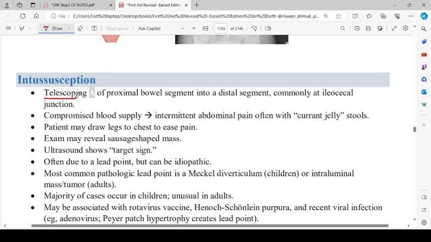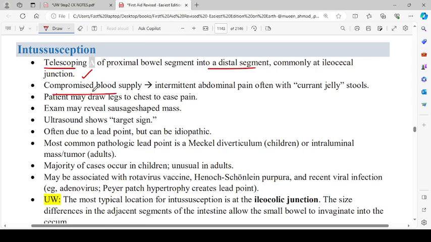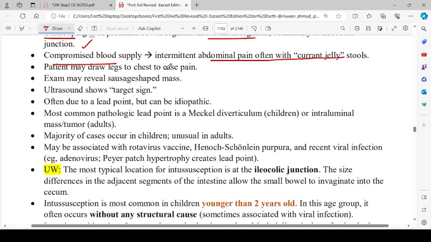So intussusception means telescoping of the proximal bowel segment into the distal segment, commonly at the ileocecal junction. Compromised blood supply leads to intermittent abdominal pain with currant jelly stool. Patients may draw the legs to the chest to ease the pain. If you remember, the same kind of maneuver was also seen in tetralogy of Fallot in the CVS. Like the knee to chest maneuver was performed to alleviate the tet spells, and a similar maneuver is also helping relieve the pain of intussusception.